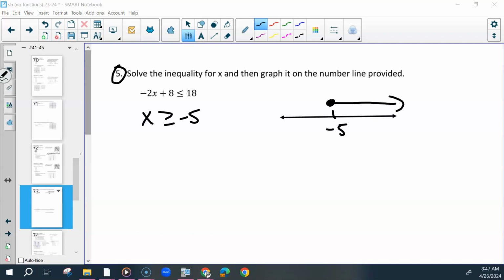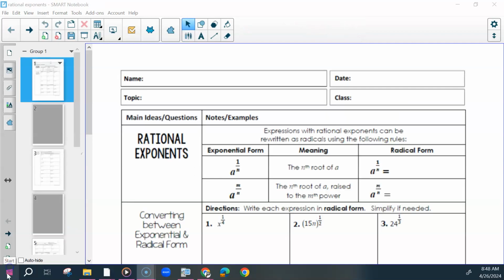Just right there, this never opened. Questions on that? Look at your notes in front of you.